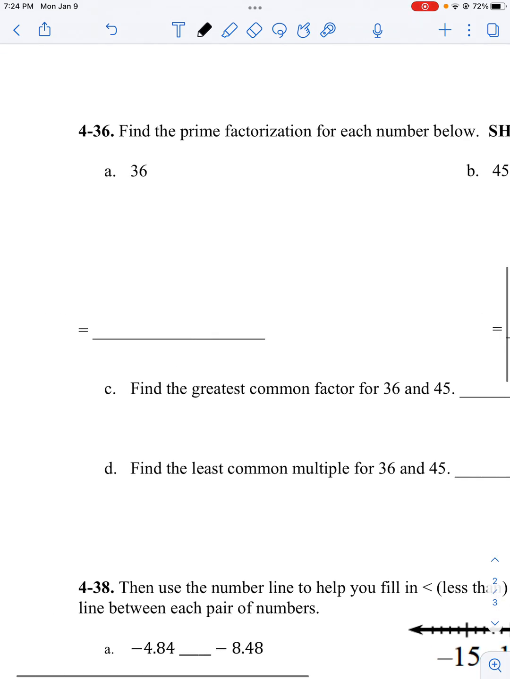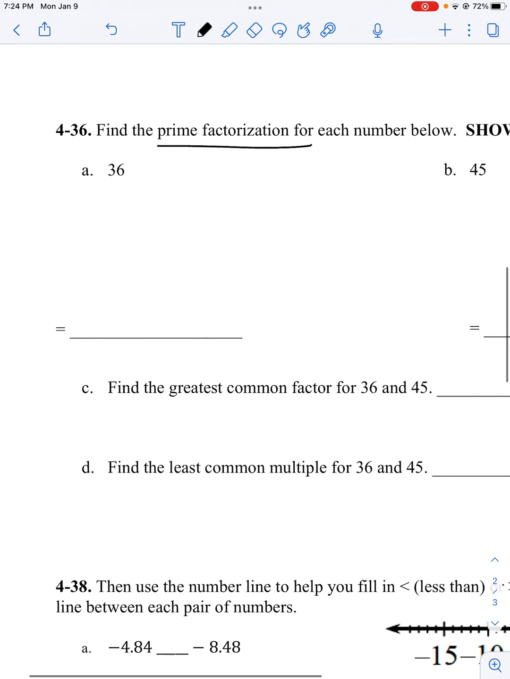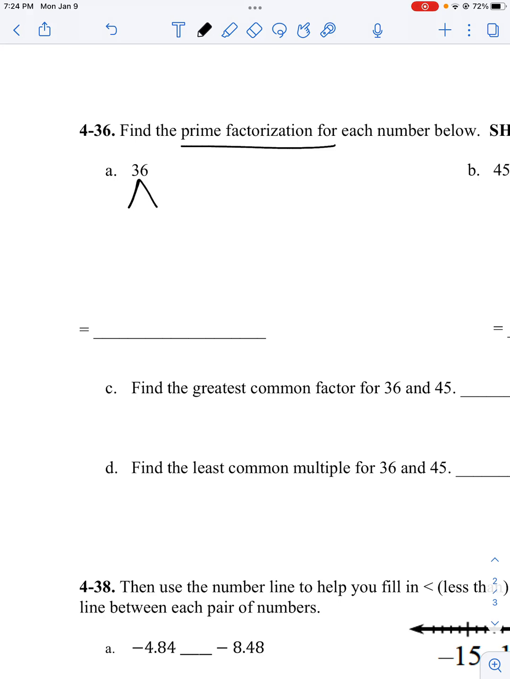Problem 36. I am finding the prime factorization for each number. Remember, when I do this, it's what times what equals 36. In this case, I'm doing 6 times 6. 6 is made up of the prime factors of 3 and 2.